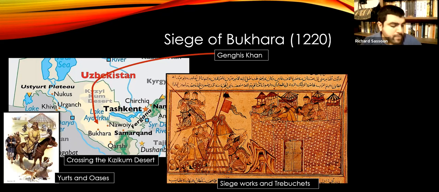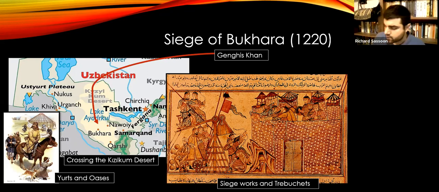So we talked about how in Otrar you had these sort of two attacks going on. You had Jebe and Jochi on the one hand, you had Chagatai and Ögedei on the other hand, and Chagatai and Ögedei ended up taking Otrar. There was actually a third prong that was led by Genghis himself, and they came through the area to the north of Otrar, and they passed through what was the Kizilkum Desert, or the Red Sands Desert. Kizilkum is just Turkish for Red Sands.